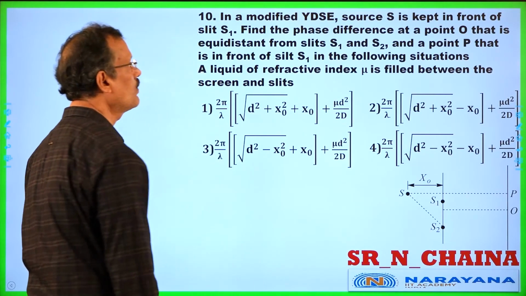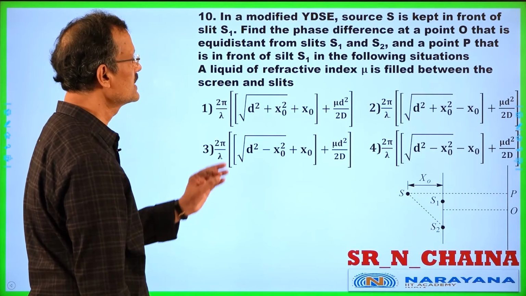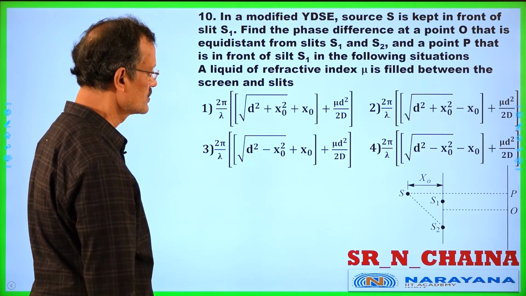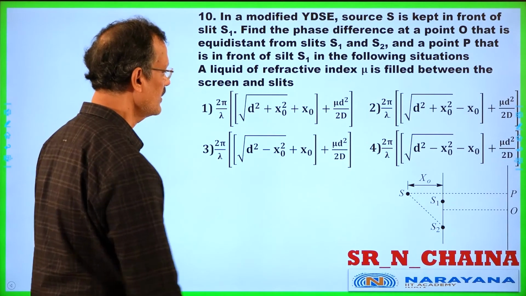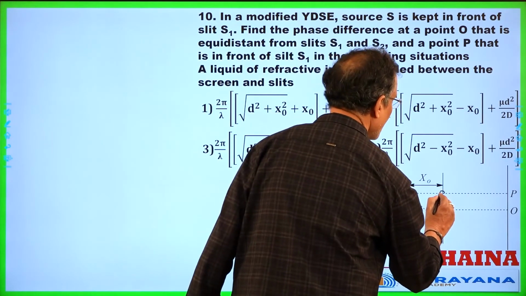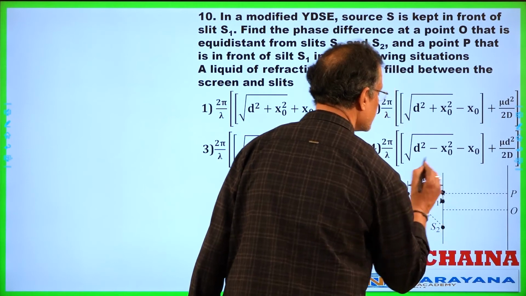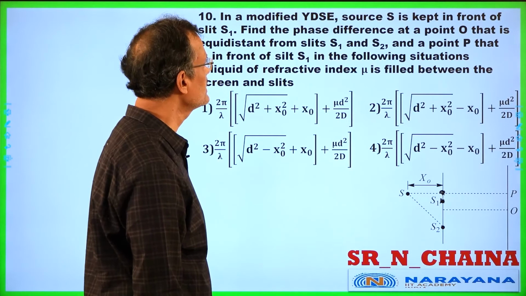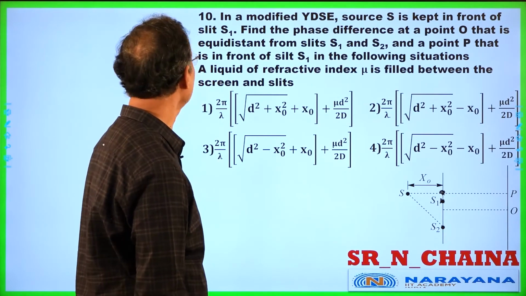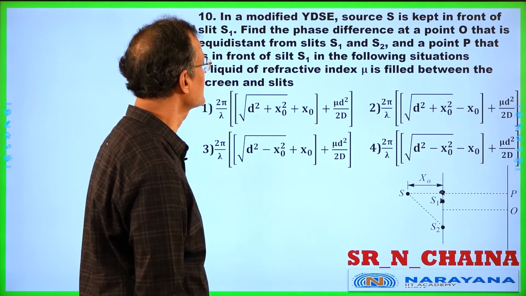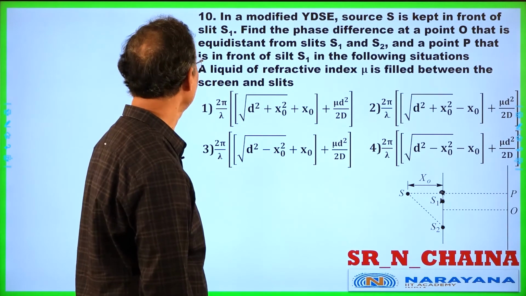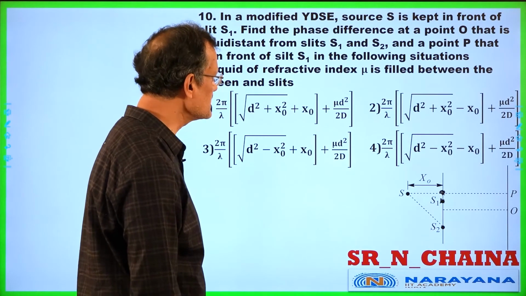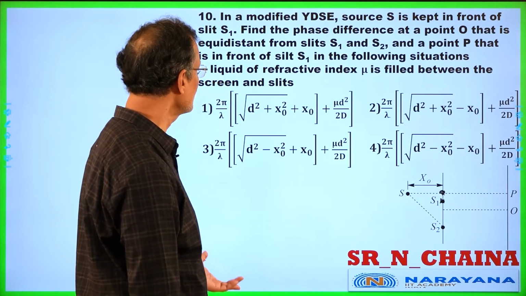In a modified YDSE, source S is kept in front of slit S1. Source S is kept in front of S1, which means this point is S1, not this. Okay? Find the phase difference at point O that is equidistant from slits S1, S2 and a point P that is in front of slit S1 in the following situations. The answer is only one.